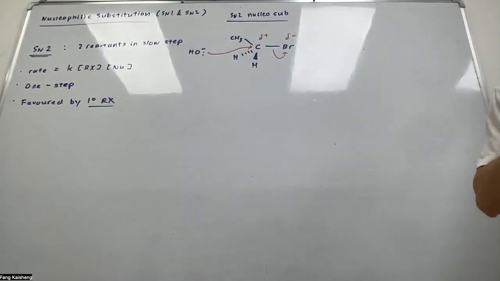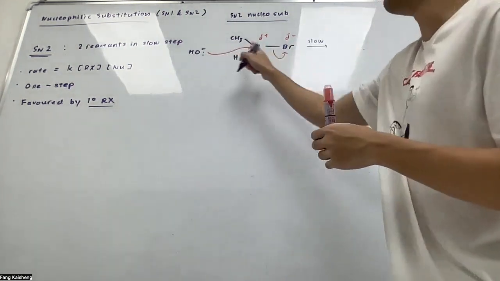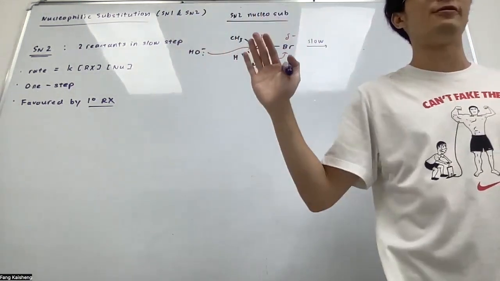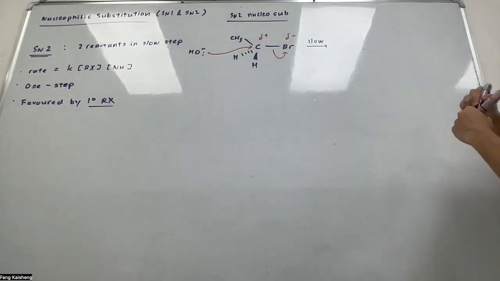Currently, any questions? You can see this right here is the slow step because I have 2 reagents in the slow step. It conforms to SN2. Okay, so far? The next step is very important, so follow me first before I let you all draw.